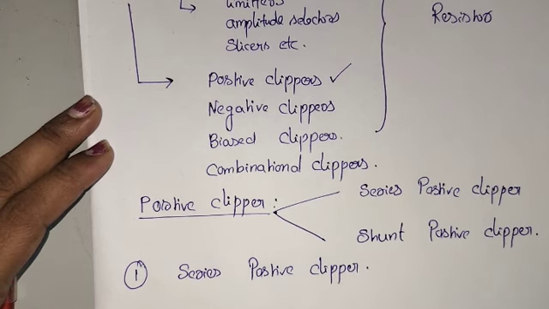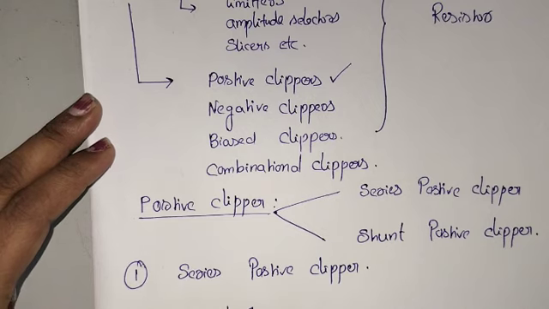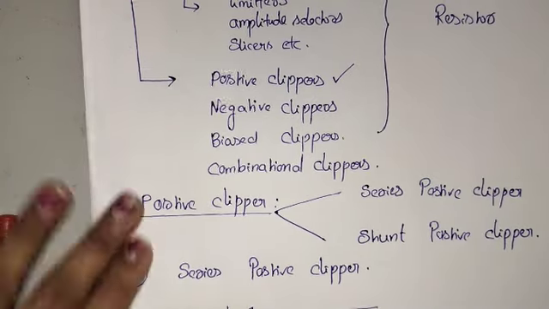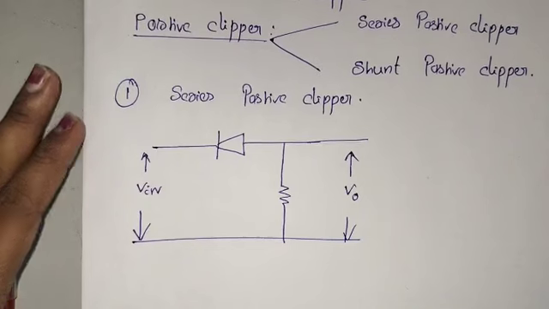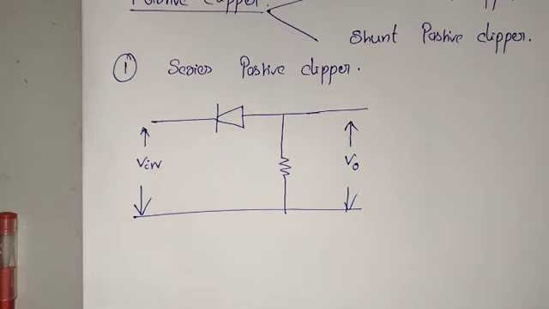So series positive clipper means the circuit is like this. This is the input voltage V in and this is V naught. So this is the series positive clipper.